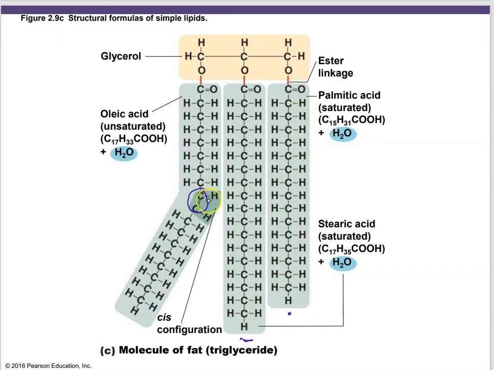Now that takes away from the number of hydrogens I can surround the carbon with. So if I have a double bond here between these 2 carbons, I can only attach 1 more hydrogen. Now if these 2 hydrogens are on the same side, we call that the cis configuration. If 1 hydrogen would have been on the other side, that would have been the trans configuration.